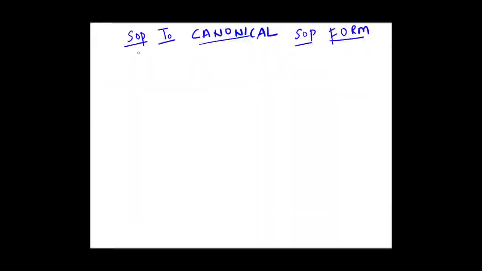In this session, we'll see how to convert SOP to canonical SOP form. We already know what SOP is: it is sum of products. So if my given question is in the form of SOP, let's take the function f equal to this expression, in SOP form. I want to convert this SOP form to canonical SOP form. First, what is canonical SOP form?